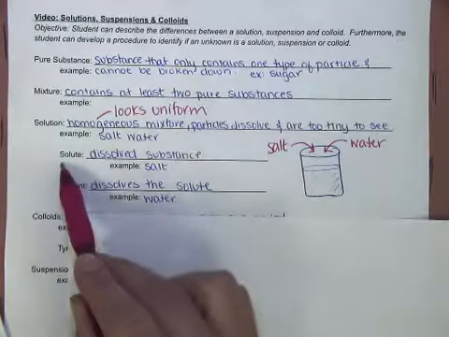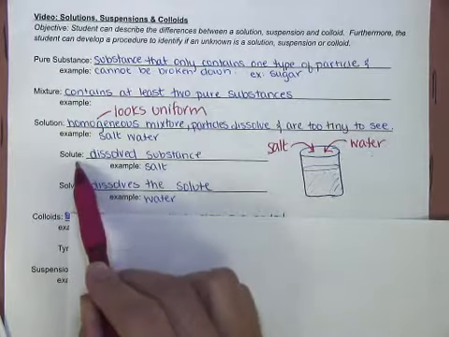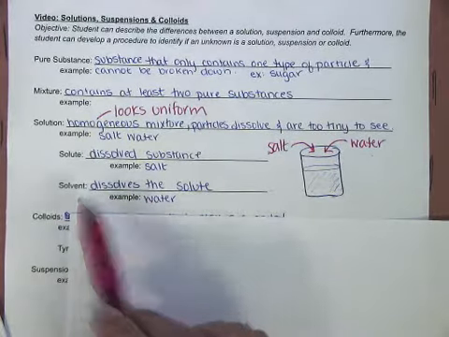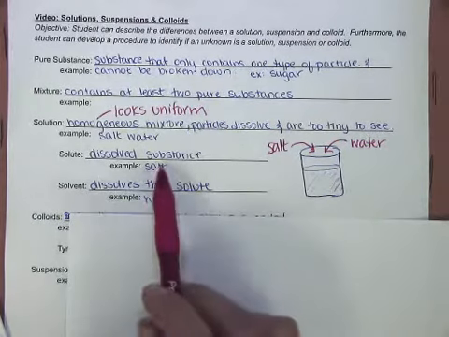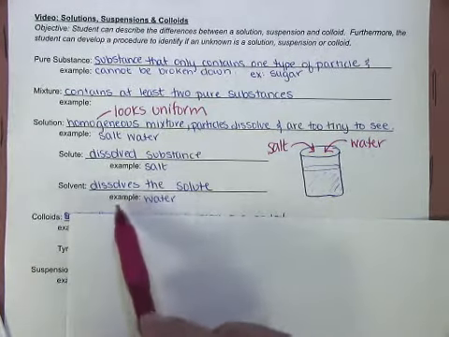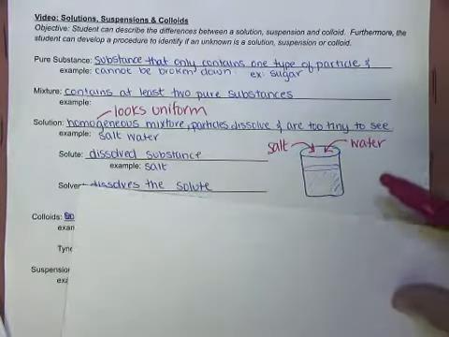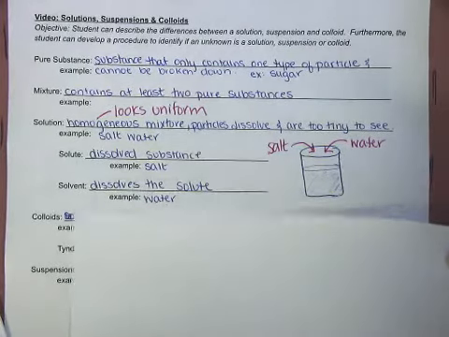The thing that's dissolved is the solute. The thing that does the dissolving is the solvent. So in this case, water is my solvent, salt is my solute. More often than not, the liquid is the solvent, although not always true, but more times it is.